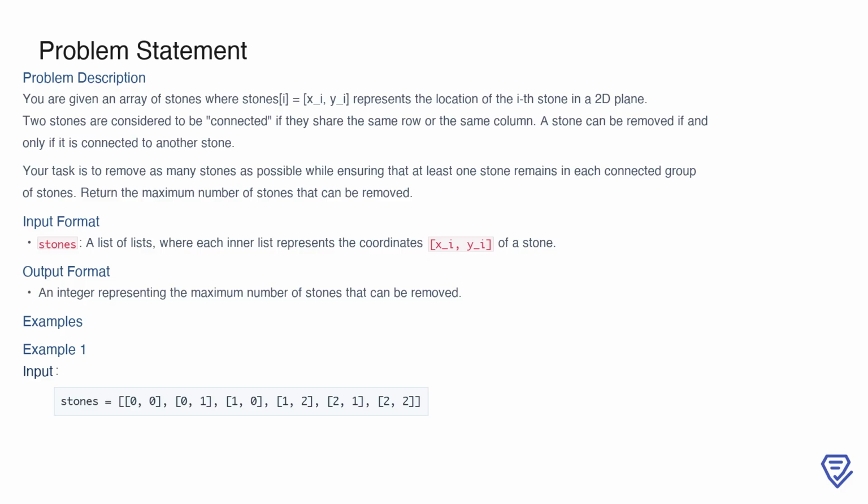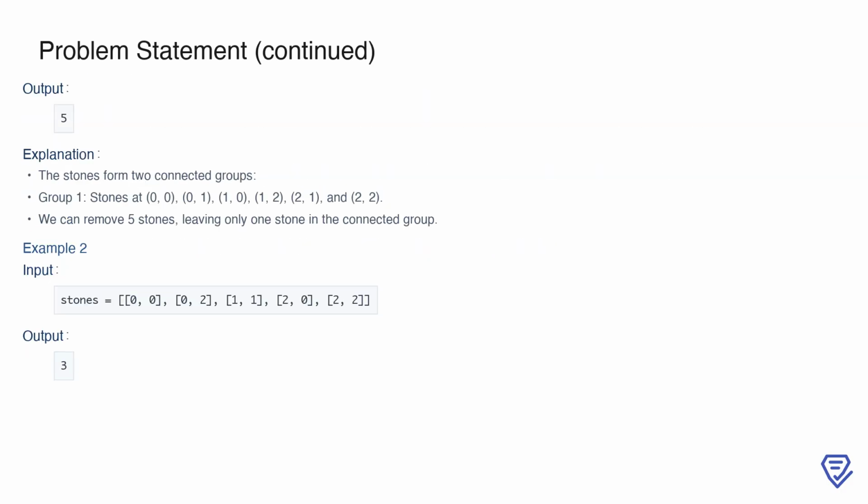Your goal is to remove as many stones as possible, but you must ensure that at least one stone remains in each connected group. The output will be the maximum number of stones that can be removed while satisfying this condition. The input is given as a list of coordinate pairs for the stones, and the output is a single integer indicating the maximum number of stones that can be removed. Let's look at an example to understand this better.